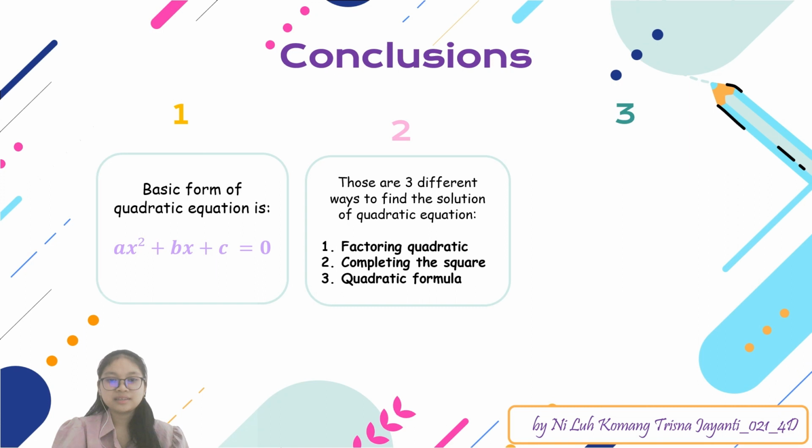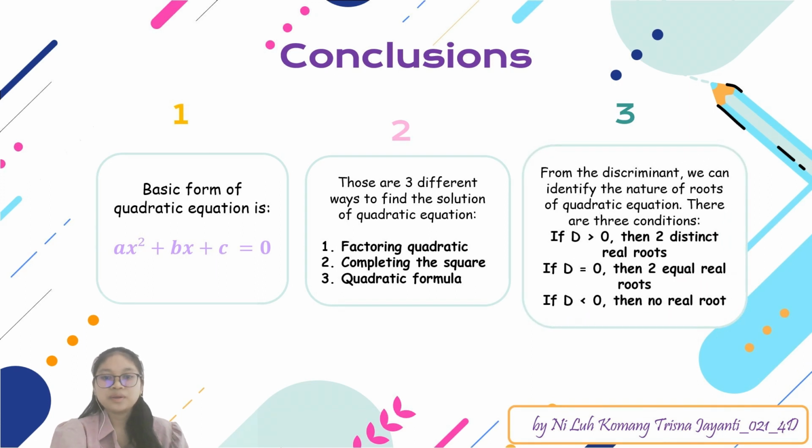And third, the discriminant. The discriminant, which is the expression inside the square root in the quadratic formula, helps us identify the nature of the roots of a quadratic equation. The discriminant is denoted as D. The three possible conditions are: if the discriminant is greater than 0, then there are two distinct real roots. If the discriminant is equal to 0, then there are two equal real roots. And if the discriminant is less than 0, then there are no real roots.